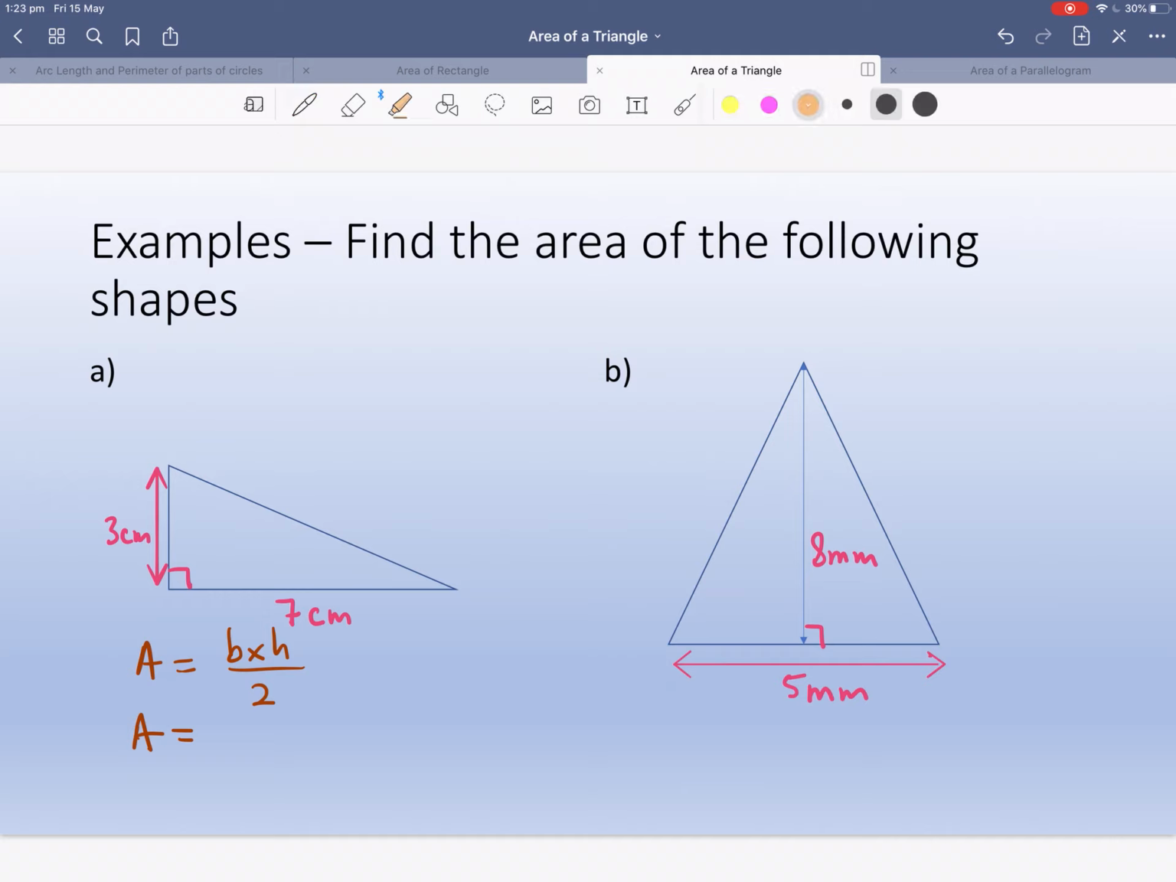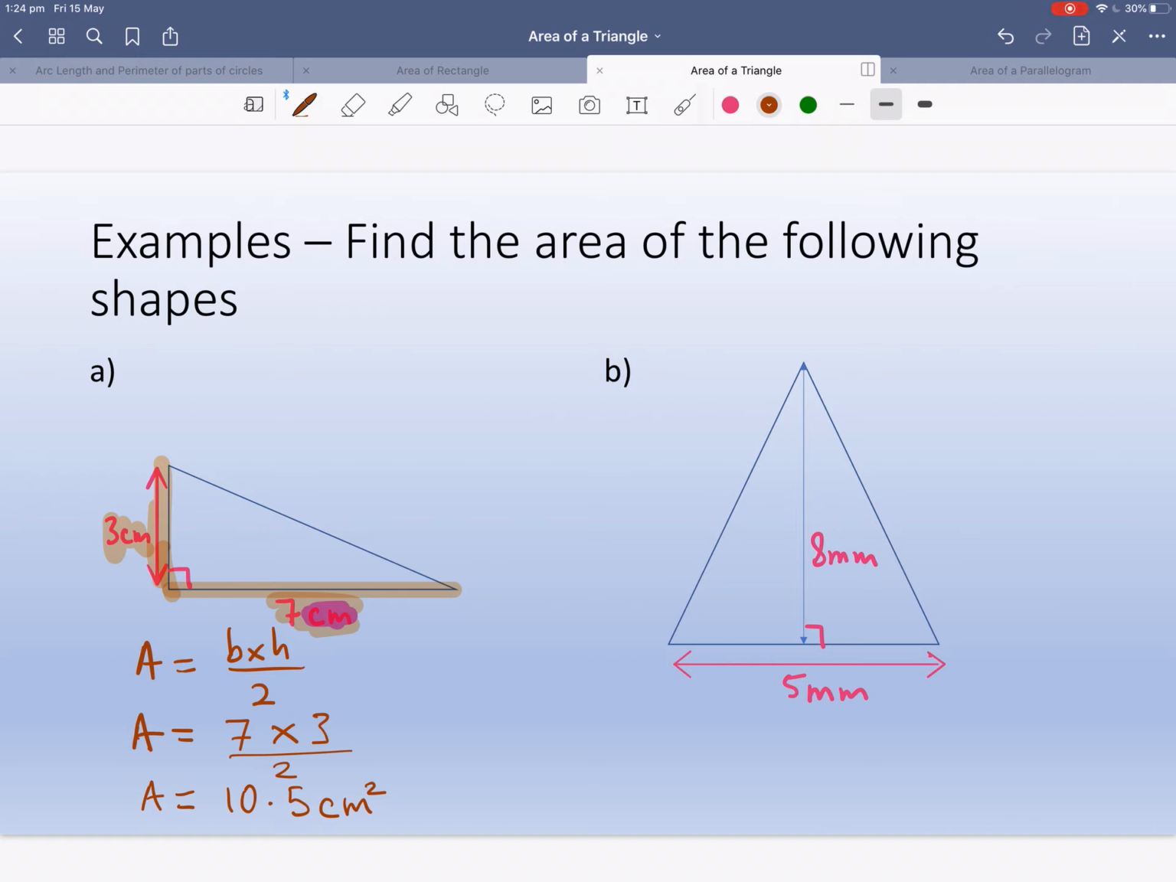So what's the base? Well, the base is this bit here, and it happens to be 7 centimetres. So it's going to be 7. What's the height? Well, it's this bit here, and it happens to be 3 centimetres. So it'll be 3, and then we're going to halve it. So 7 times 3 is 21. Half of that will actually be 10.5, okay? If you struggle with that, just put it in your calculator and it will work it out. Now, we need to put our units, and our units are centimetres. Remember, they're really important. And remember that area is square area, so we need to put that in the units.